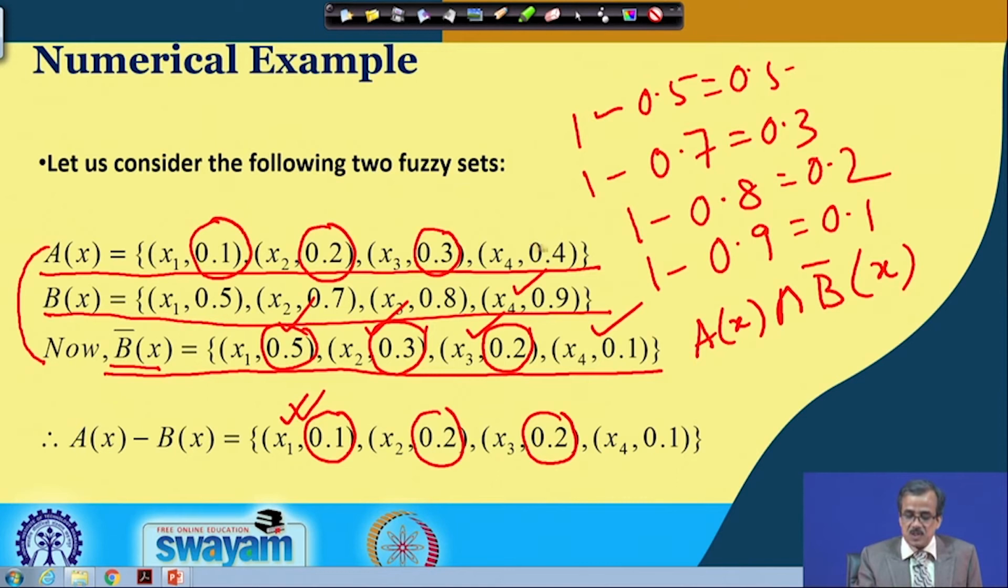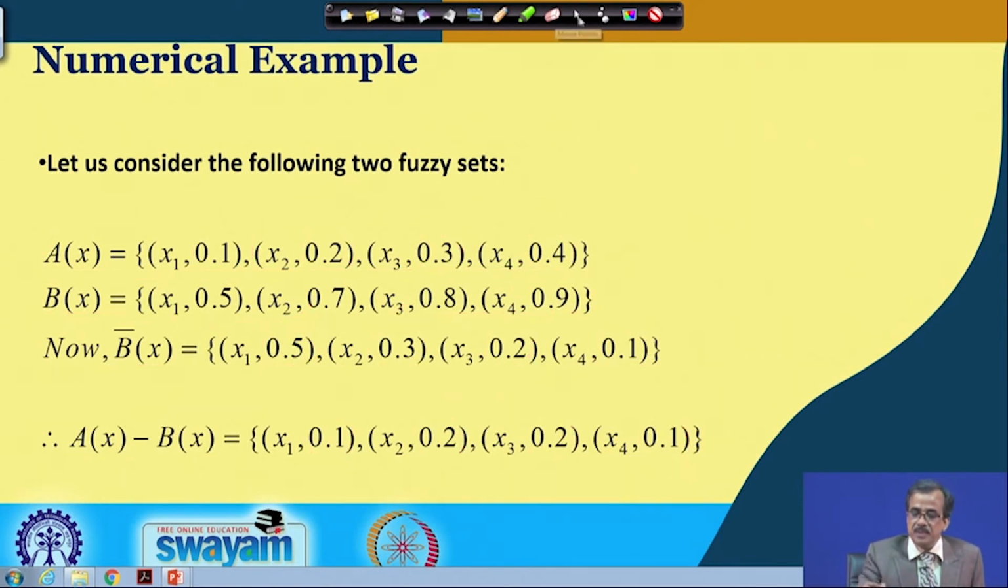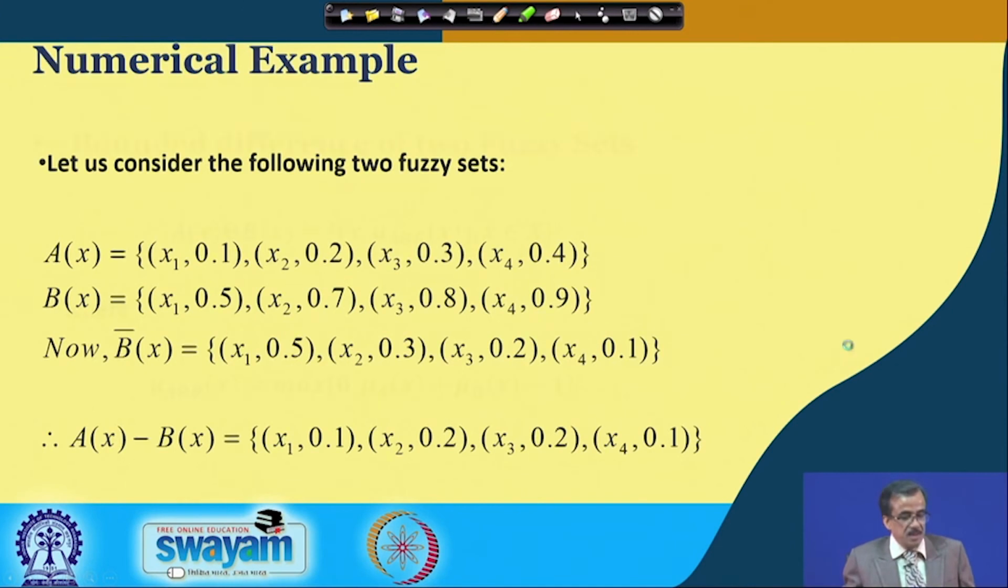Then comes corresponding to x4. So, I will have to compare 0.4 and 0.1, and the minimum is 0.1. So, this is the way actually we can find out what should be your A(x) minus B(x). So, this is the way we can find out the difference.